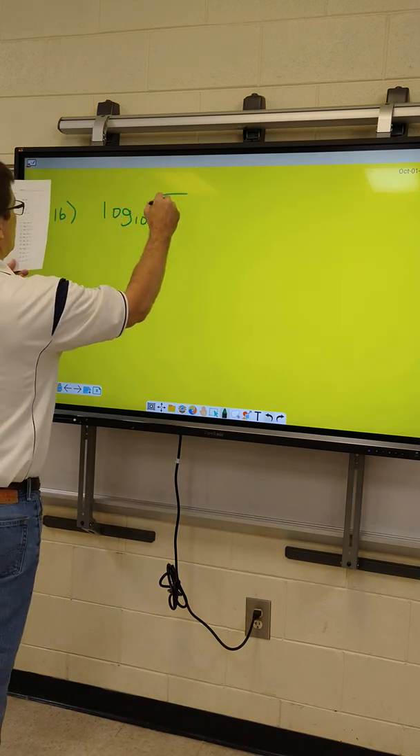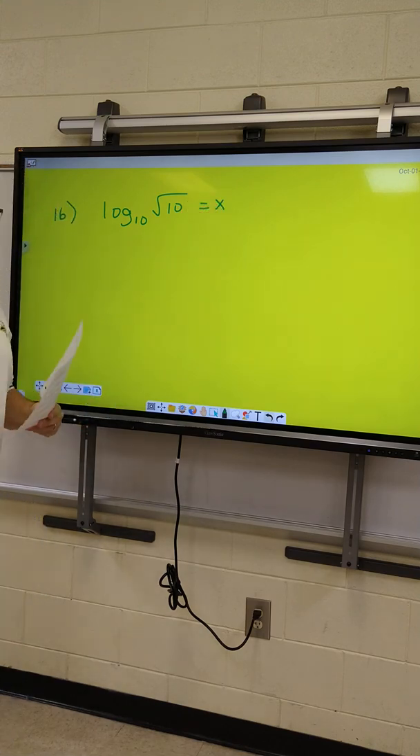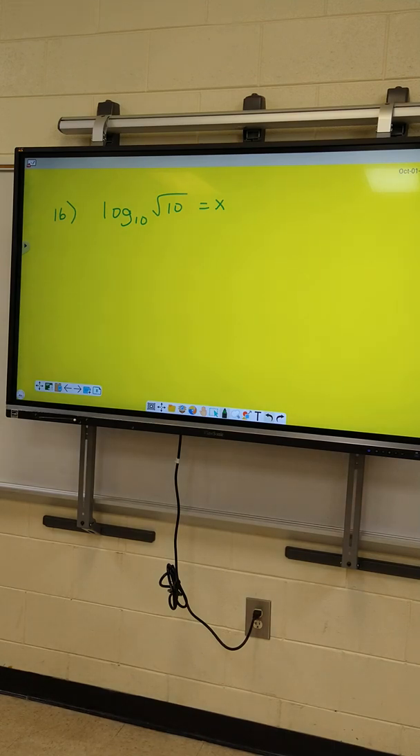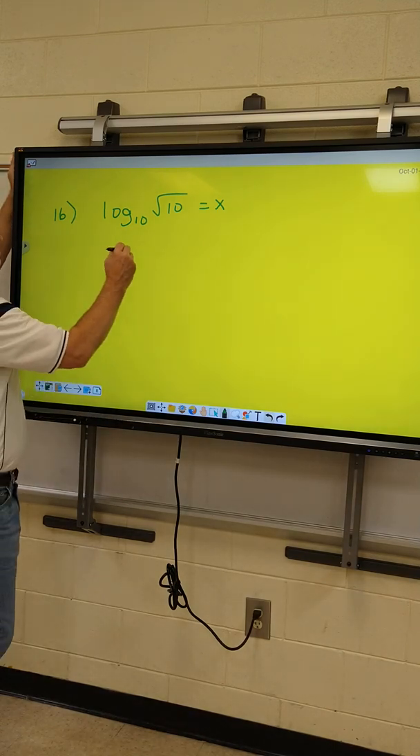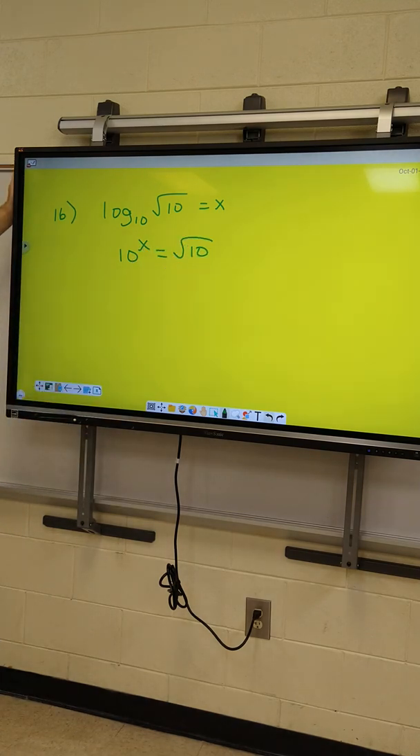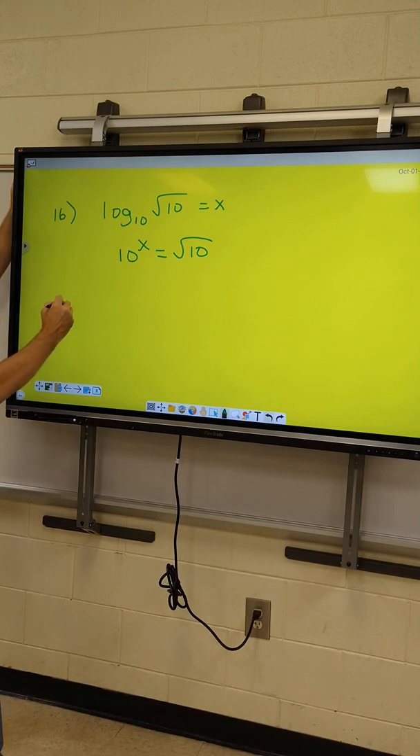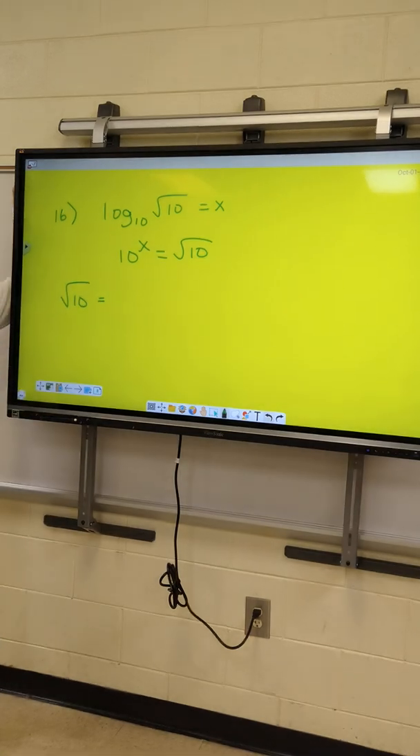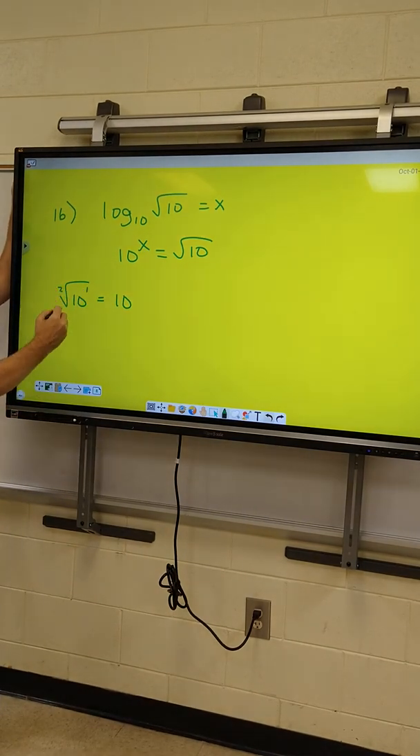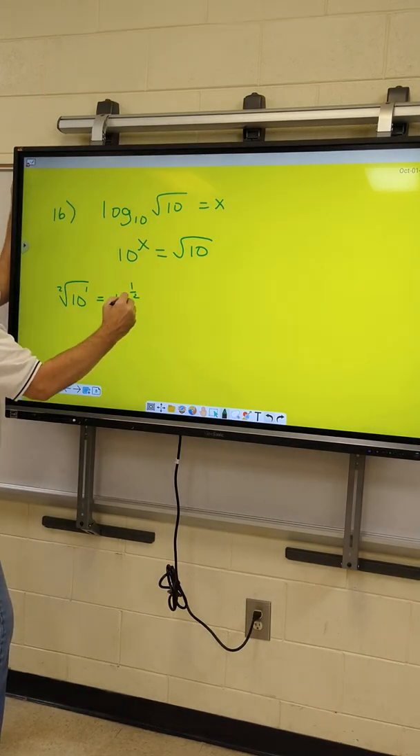Log base 10 of root 10 equals x. All right, so these are basically the same type problems you guys did last year. Maybe. All right, so let's set this one up. 10 to the x equals root 10. I need y'all to write that down. All right, now we went over this, which day? Wednesday. Watch. If it's the square root of 10, how do you fix that? Make it an exponent. You would do 10 to the 1/2, because if it's a square root, that's understood to be a 2. And if you don't see an exponent, it's always understood to be a 1. That's how you fix that one.